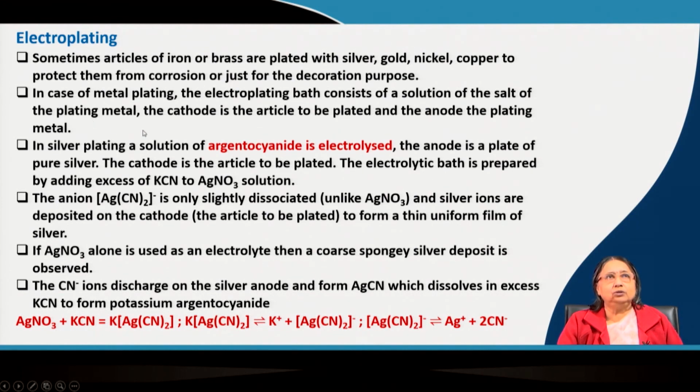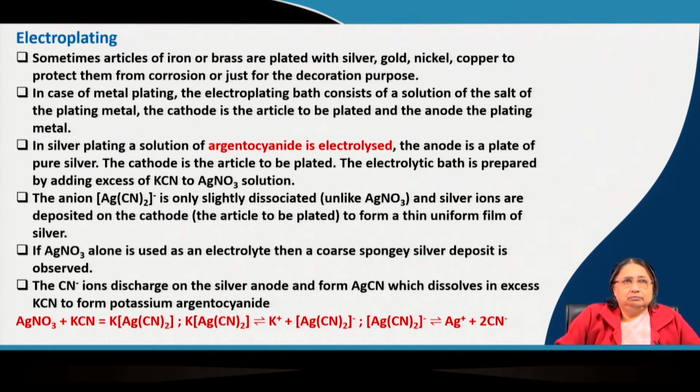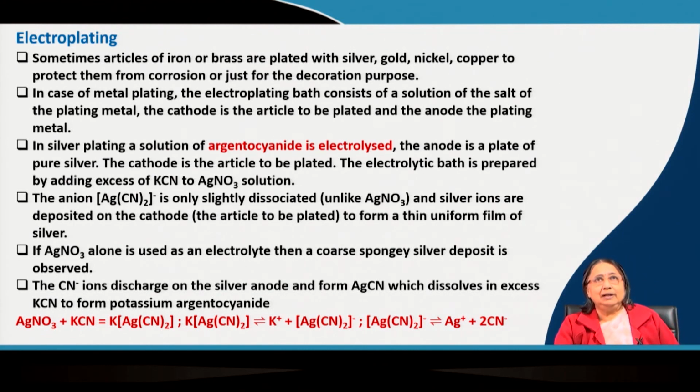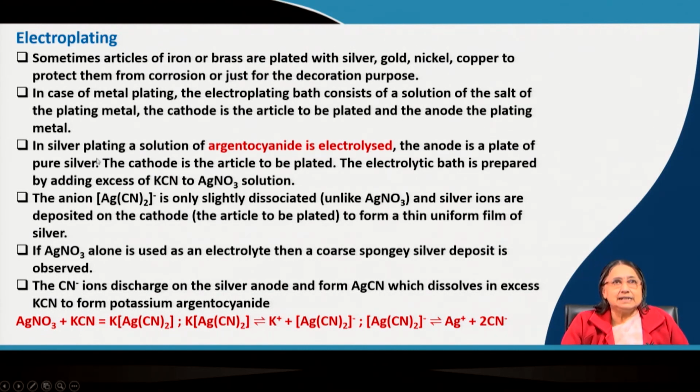That means, if you want to make it with silver plating or gold plating, then the anode will be that metal. Okay. And then in the silver plating solution, argento cyanide, argento means silver, argento cyanide is electrolyzed. Okay. It is not silver nitrate, it is argento cyanide. This one, KAg(CN)2, potassium argento cyanide. Okay. This is used. The anode is a plate of pure silver, okay, because you want to do silver plating, and the cathode is the article to be plated.